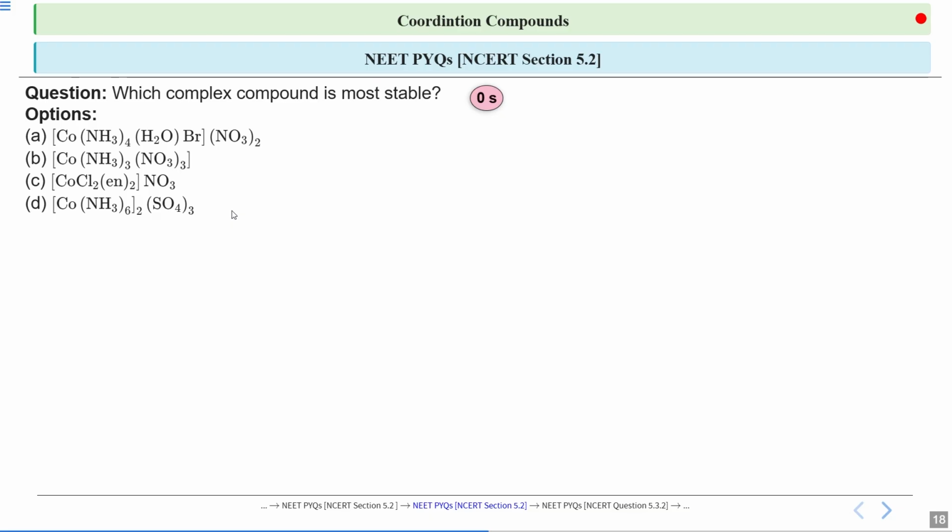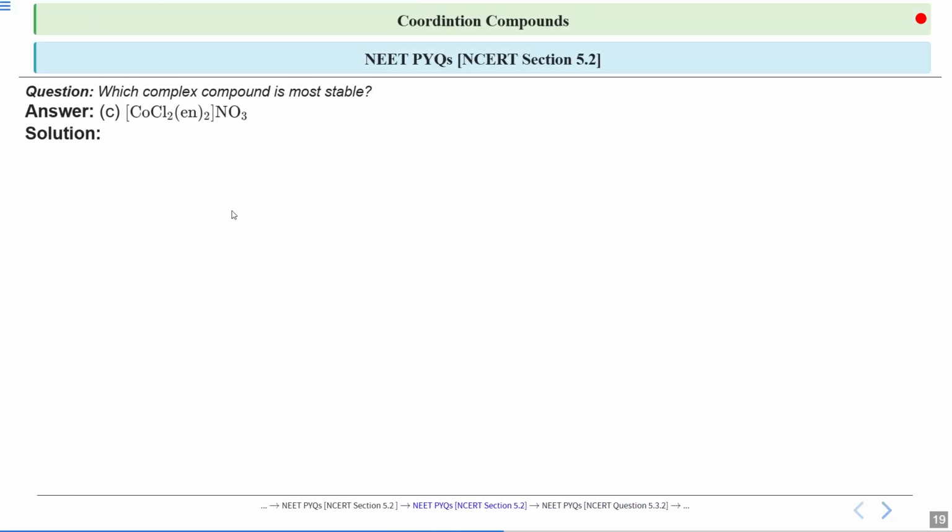Okay, let's see. For this given question, the correct answer is option C, that is the complex [Co(Cl)2(en)2]NO3.